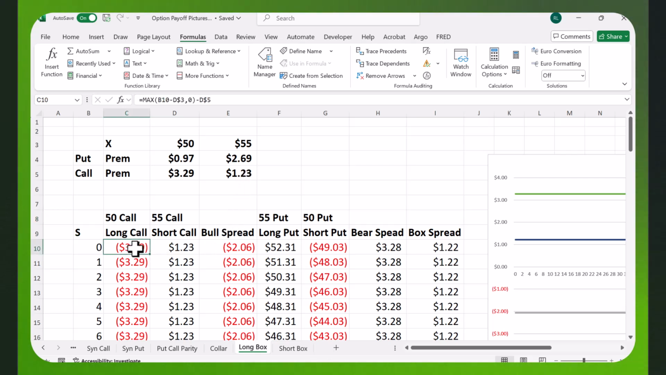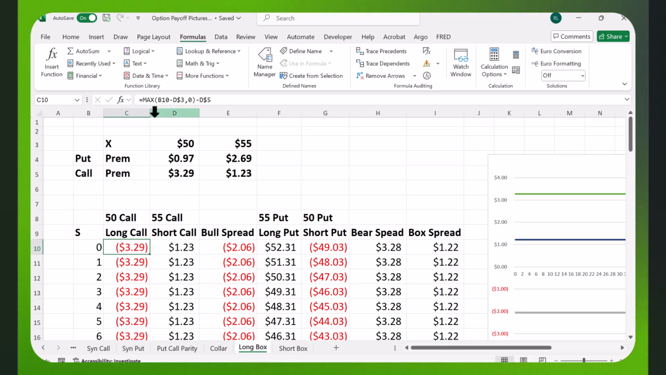So the long call, and you can't see it very well, is going to be the maximum of the stock price right here minus the strike price, which is 50, or 0. Remember that in the case of a call option or a put option, if you own the option, you're not obligated to use it if it's not beneficial. So if it's worth less than 0, we just take on the value of 0. And then here I subtract out the cost of the call premium, which is in D5.